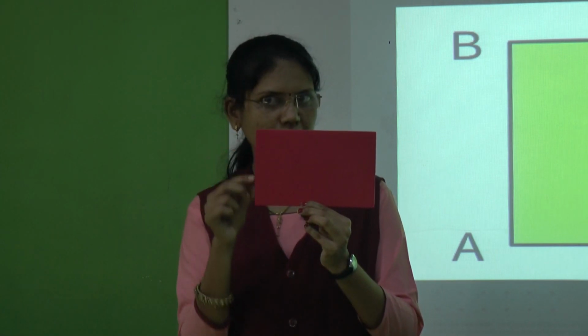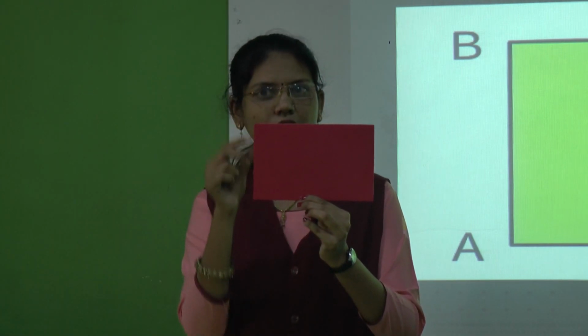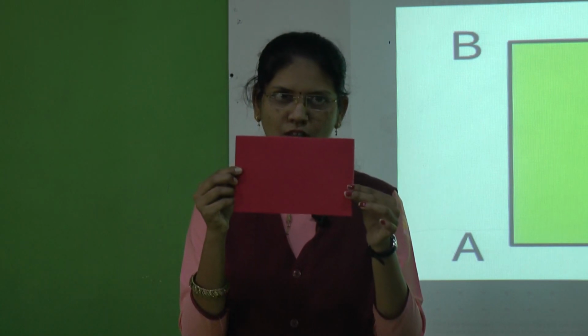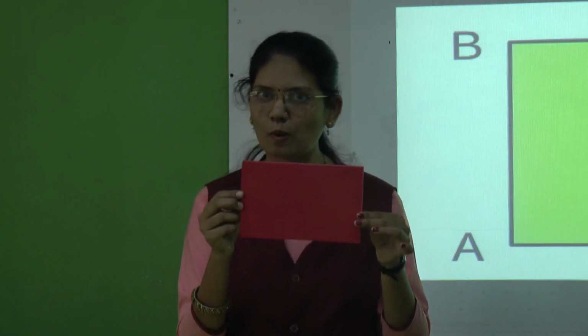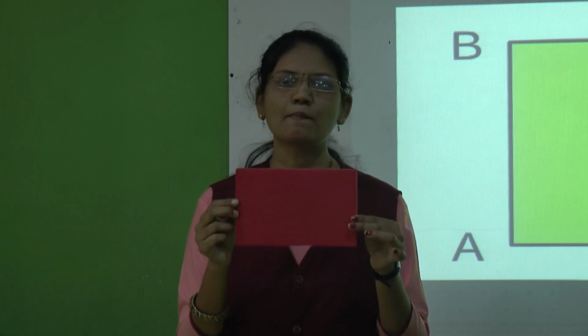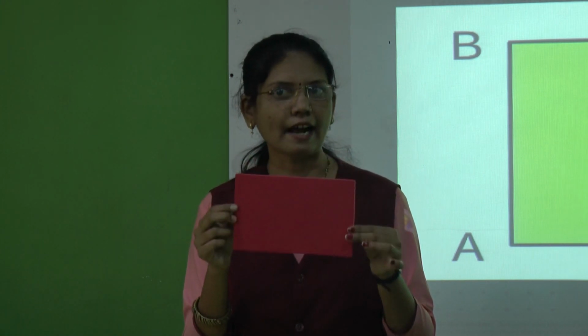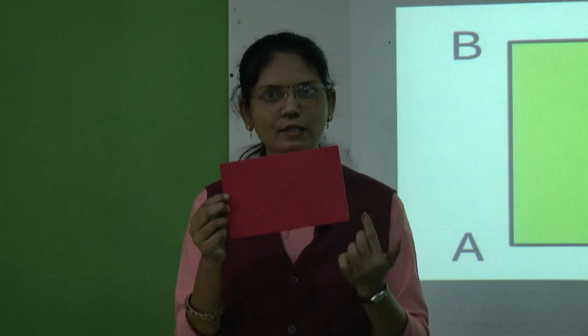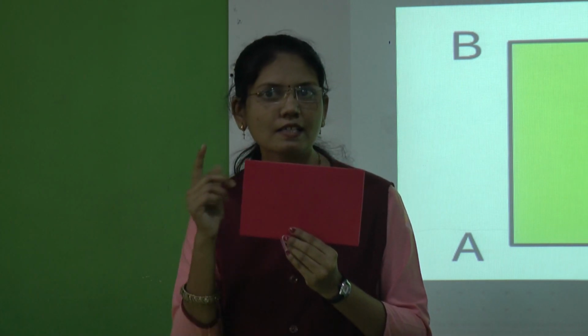Now can you see this side also? Yes, see this side and this side. Both the sides are opposite and both the sides are equal. So this is a very important property of the rectangle, that opposite sides of the rectangle are the same.